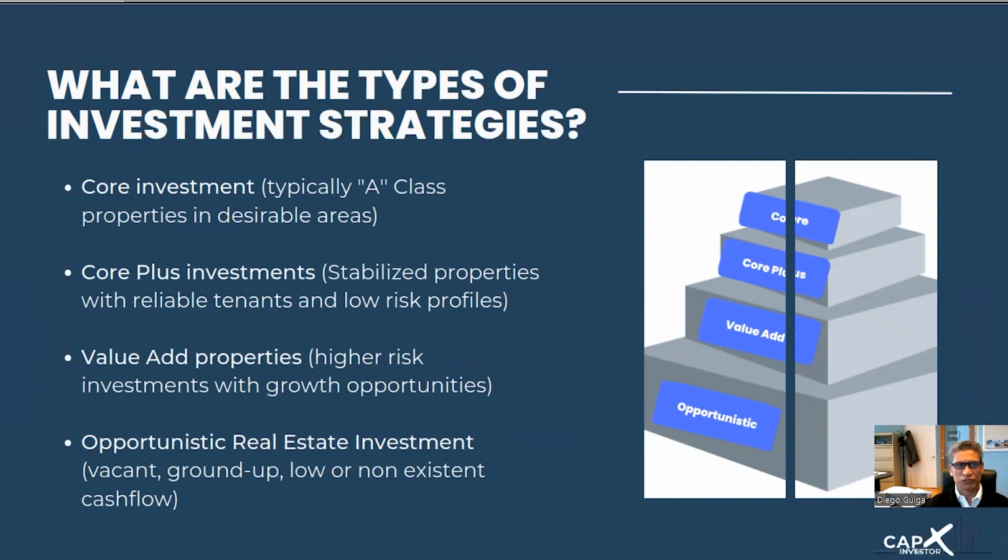Well, let's see. There is your core investment, which refers to your A-class properties in desirable areas. There is also your core plus investments, which refers to stabilized properties with reliable tenants and low risk profiles. Then there's your value add properties. These have generally slightly higher risk in the investment, but offer a lot more growth opportunities than the other two properties, meaning that you will be able to recapture your investment in a shorter amount of time than you would on your core investments, your core plus type investments.